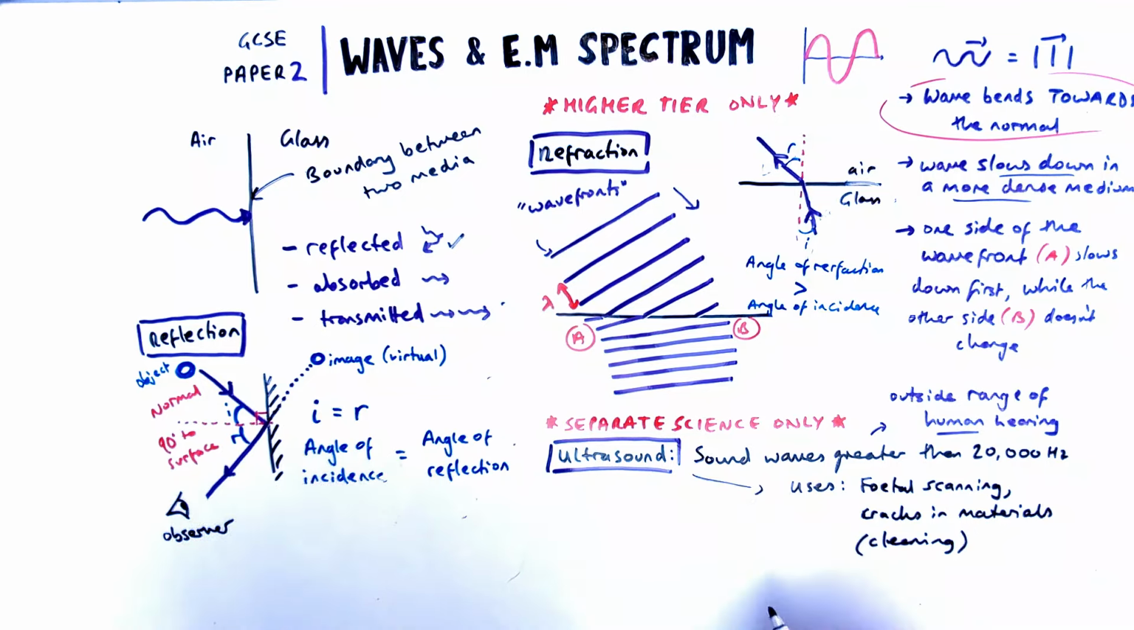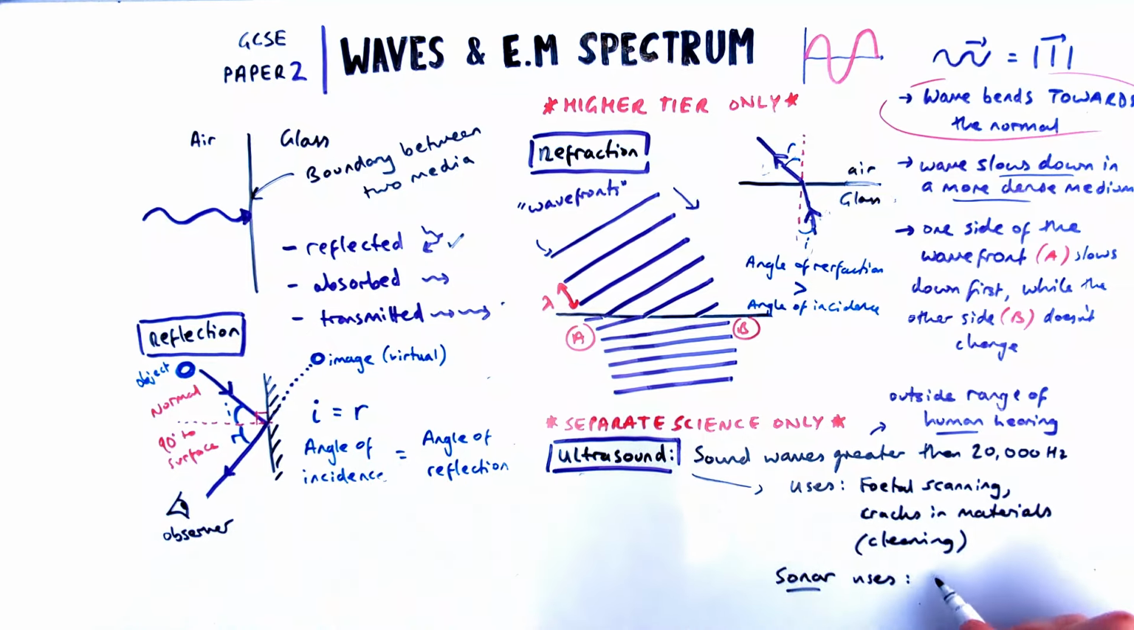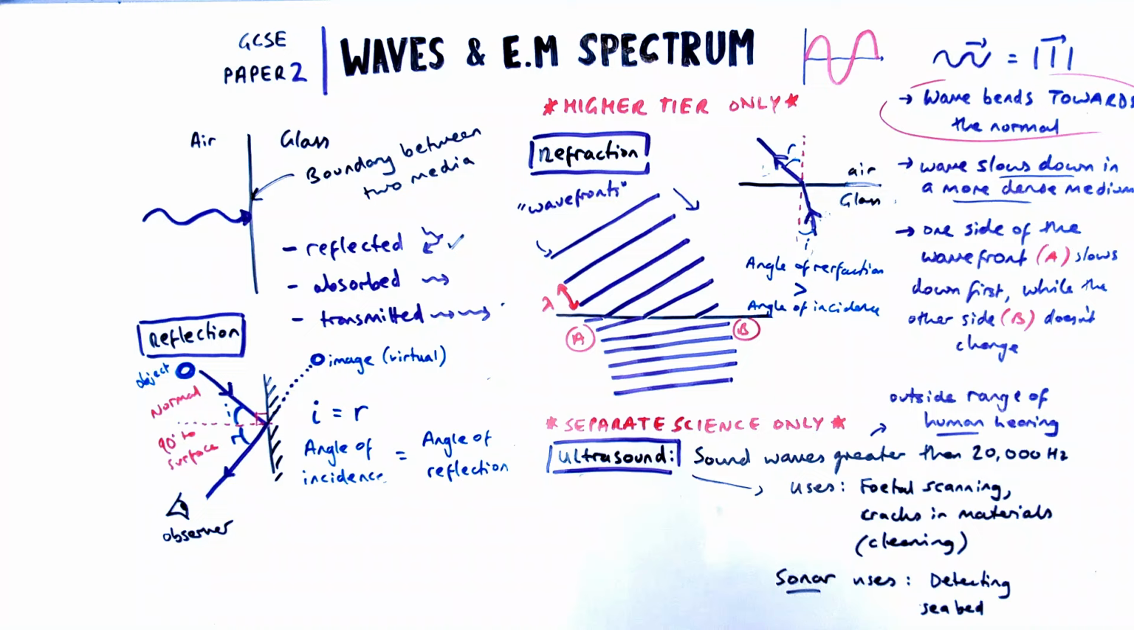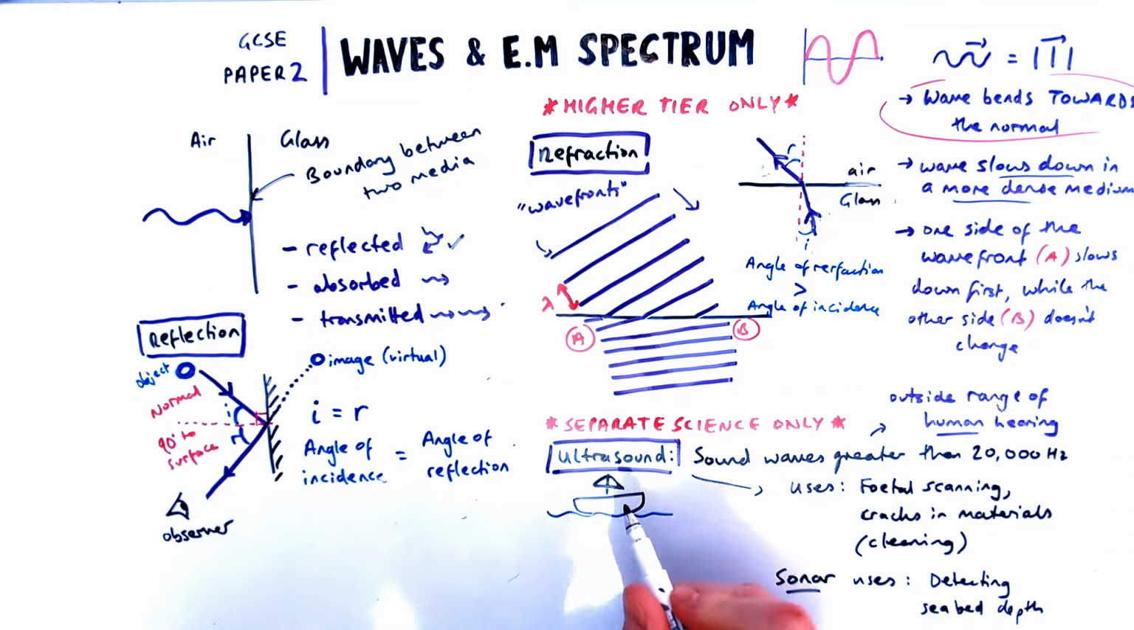It's very similar to something called sonar, which doesn't use ultrasound but uses sound waves to detect things like how deep a seabed is. I'm going to use this example to help explain ultrasound because it's easier to draw, but it works in the same way. So let's say I've got a ship on the surface of the water. It wants to find out what the depth of the seabed is to know where to place its anchor or when to go into port.